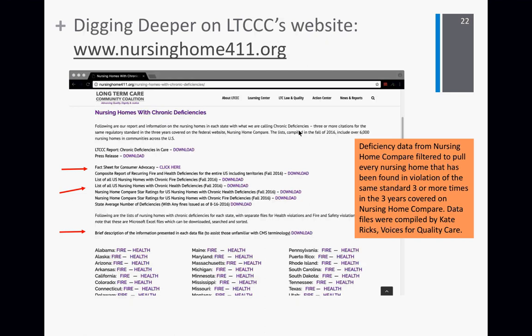So again, we paid for this program to be put together, and Kate put together the data from that program. And so we identified, what are the facilities that have deficiencies year after year after year. And here, when we did this data last year, in this report, we put together some information, as you can see, a fact sheet for consumer advocacy, how to use this.